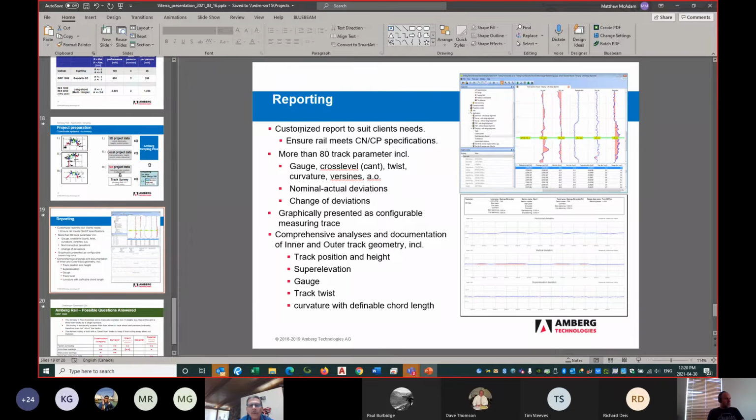So as I said earlier, you've got more than 80 track parameters that you can play with: gauge, cross level, twist, curvature, versine, all of this stuff. So you can play with all this stuff.